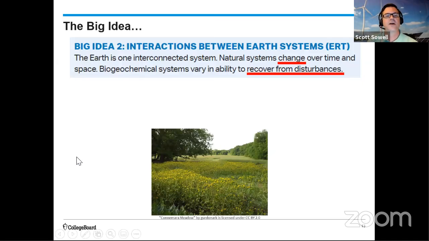All right, so let's pull back a little bit and look at our big idea. So one of the big ideas for our course is this. The Earth is one interconnected system. Natural systems change over time and space.